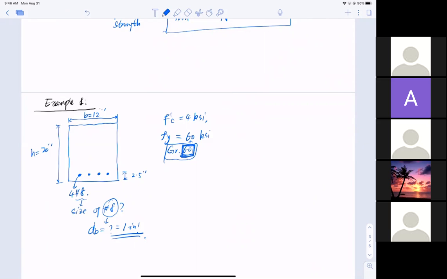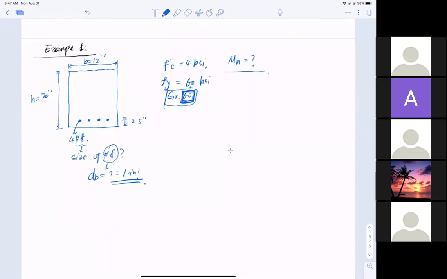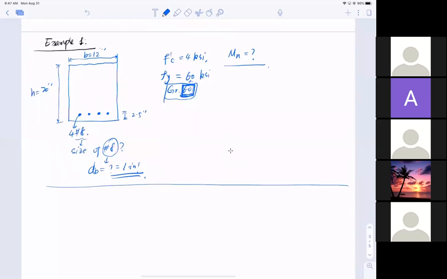So now this is the section I give them. What will be the nominal flexure strength Mn here? All right. So let me run with this. I think I still have 5 more minutes. To solve the problem, immediately I'm going through the Whitney stress block.